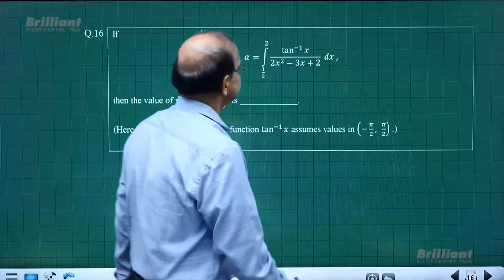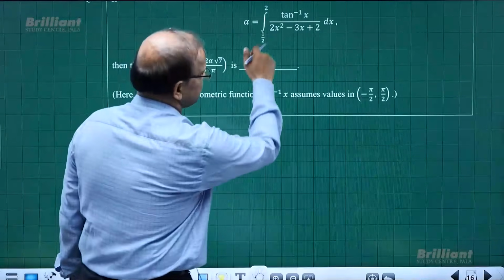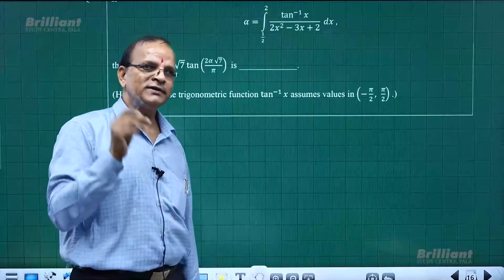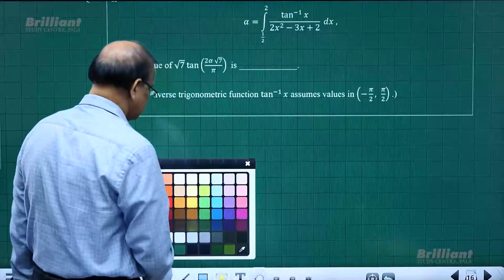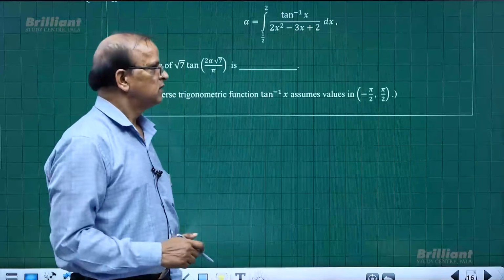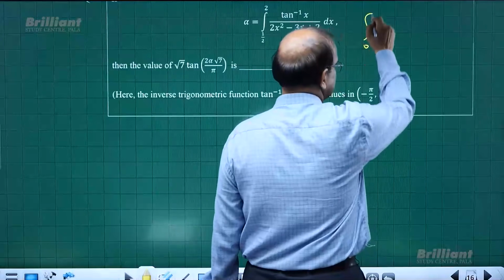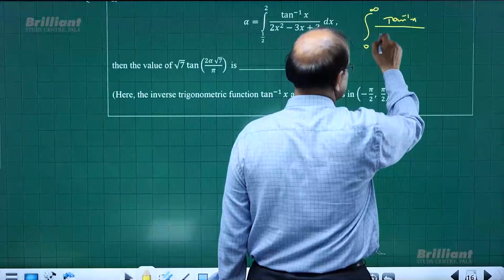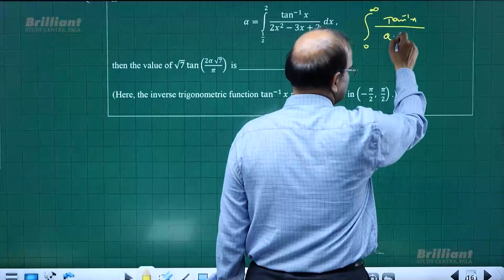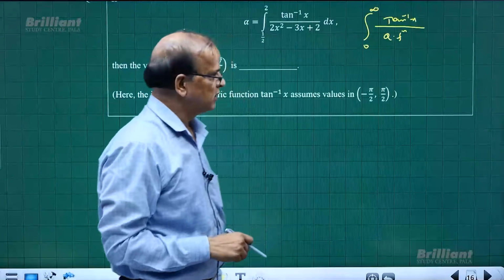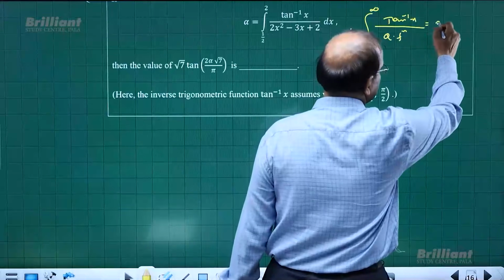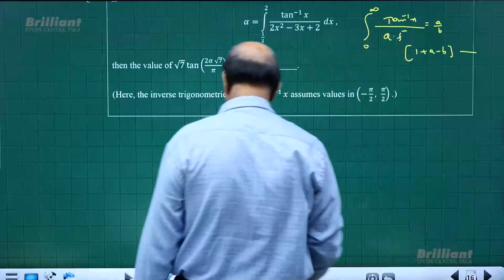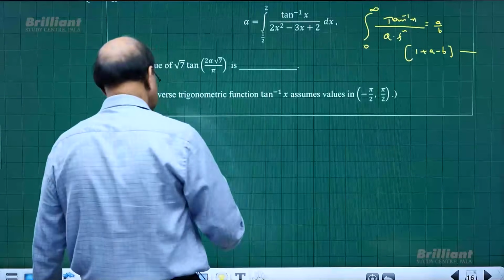Now the last question. This is the same model question we gave in our practice questions. On May 16th we conducted one practice test. In that, the question was like the integral from 0 to infinity of tan inverse x by a quadratic function, equal to a by b, then asking 1 plus a minus b. Same model, so this is also like that only.